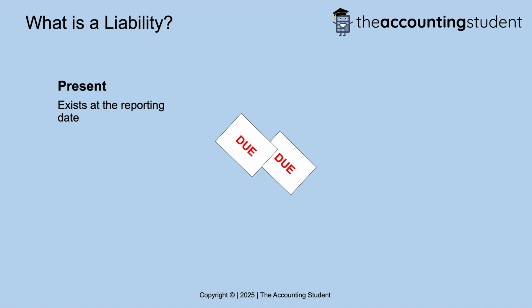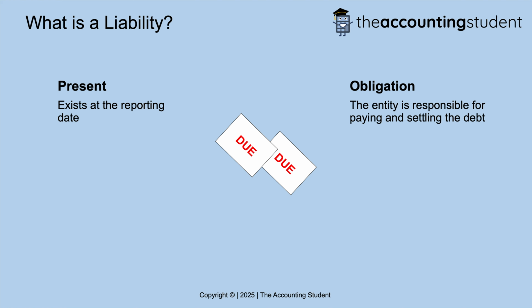Number 2 is that the entity has an obligation. In other words, the entity is the one responsible for paying and settling the obligation or debt, and they cannot pass it off to someone else.